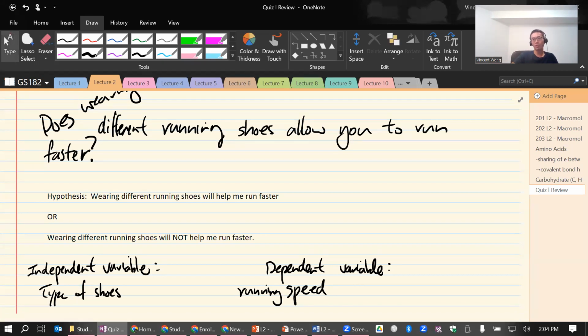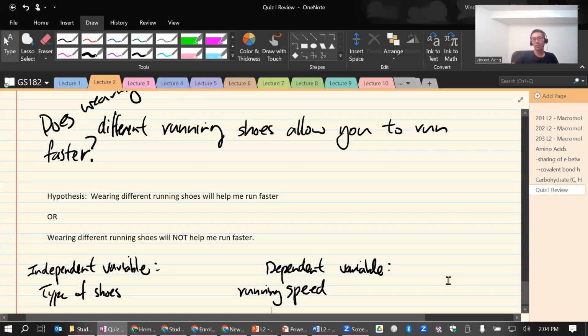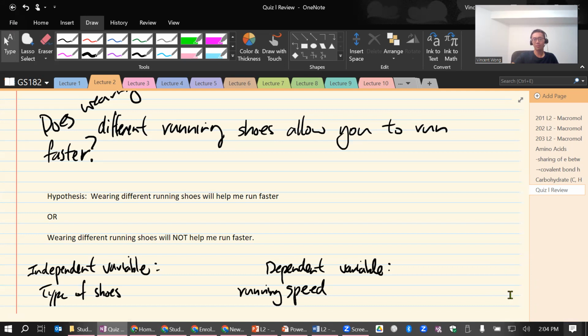Okay, now BB, you wrote a bunch of stuff there. Speed, distance, same track run. Only one of them is the dependent variable, right? The speed, right? Not the other two.